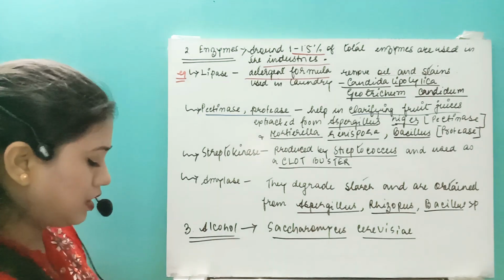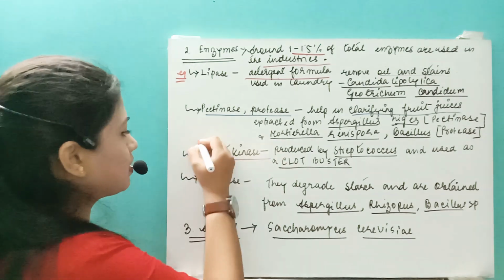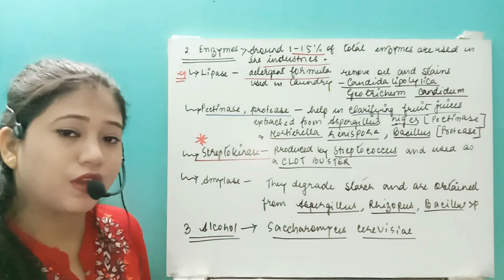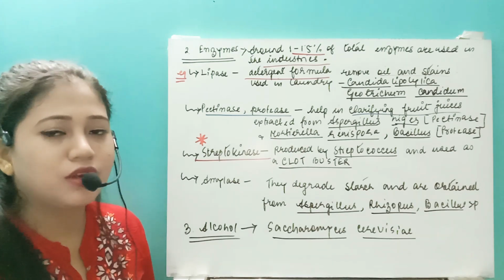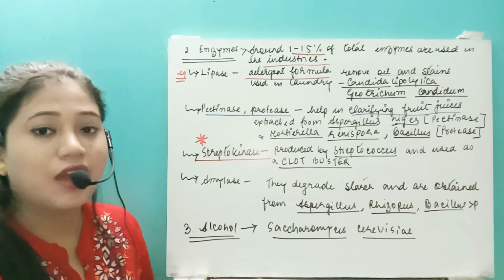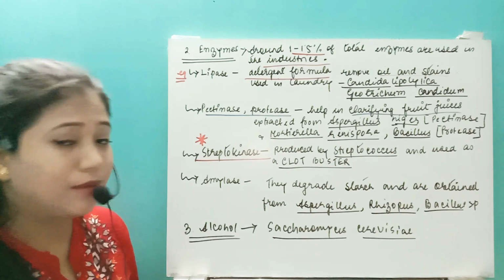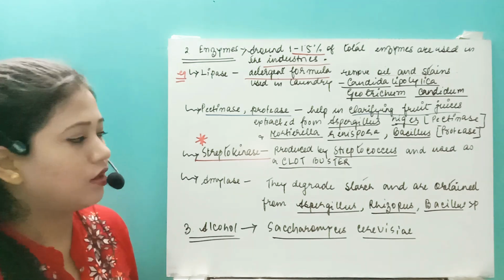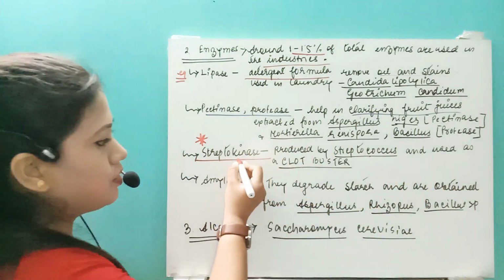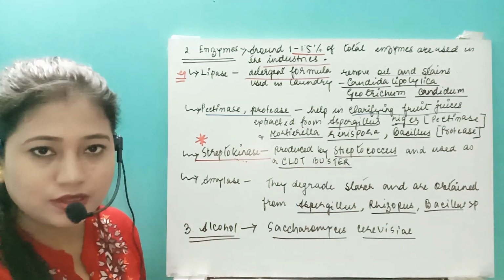Remember that. Next, the third example. This is very common and it is going to come in your exam. This is very much important. Every time in your medical examination, board examination, everywhere, objective examination, you will get this question: what is streptokinase? What is the main use of it? It is extracted from Streptococcus. It is very easy to remember. So streptokinase enzyme is produced by Streptococcus, right?